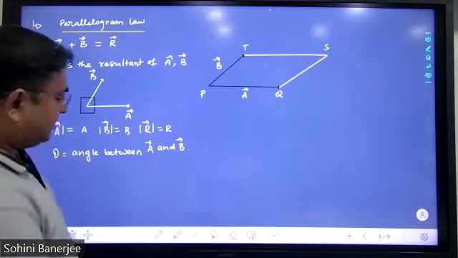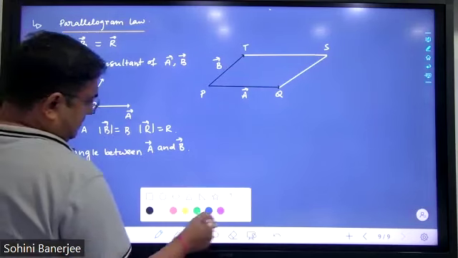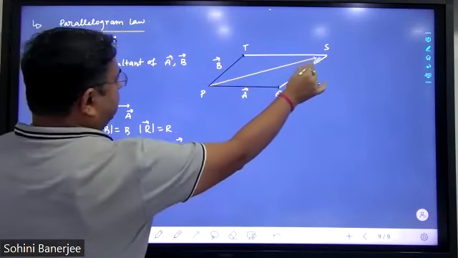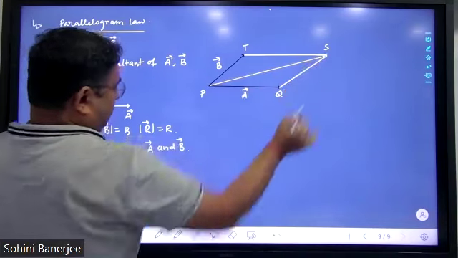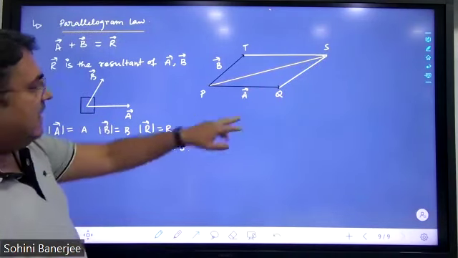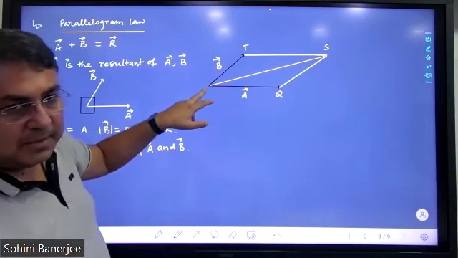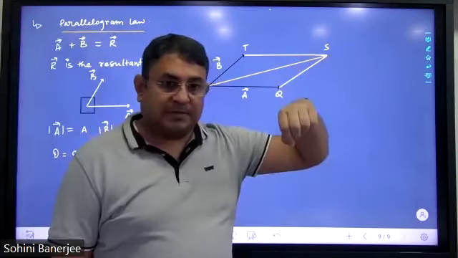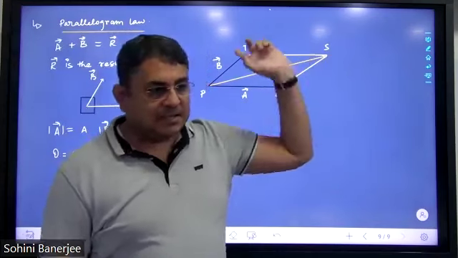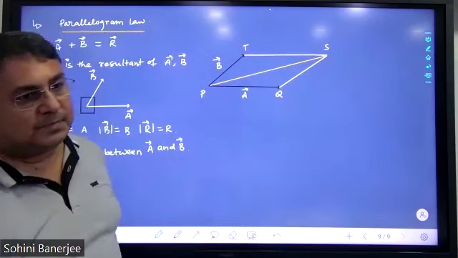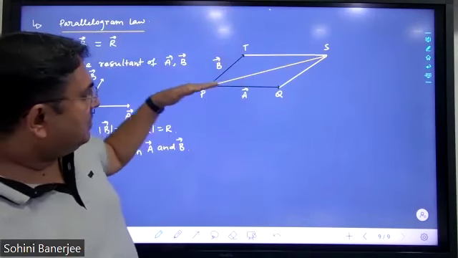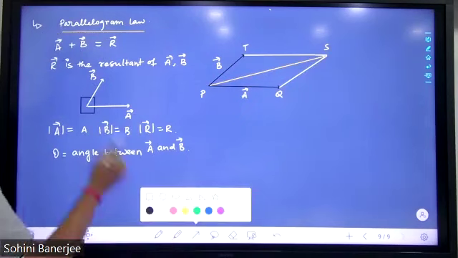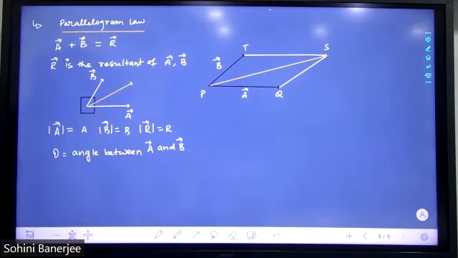Clear? Now as per the statement, the diagonal which is originating from the same initial point of the given vectors. This A and B, they are originating from this point P. The diagonal which is also originating from that same initial point, that is the resultant of the given vectors. That means these two vectors will produce the resultant, this one, PS. That means for these two forces, the resultant will be somewhere like this.